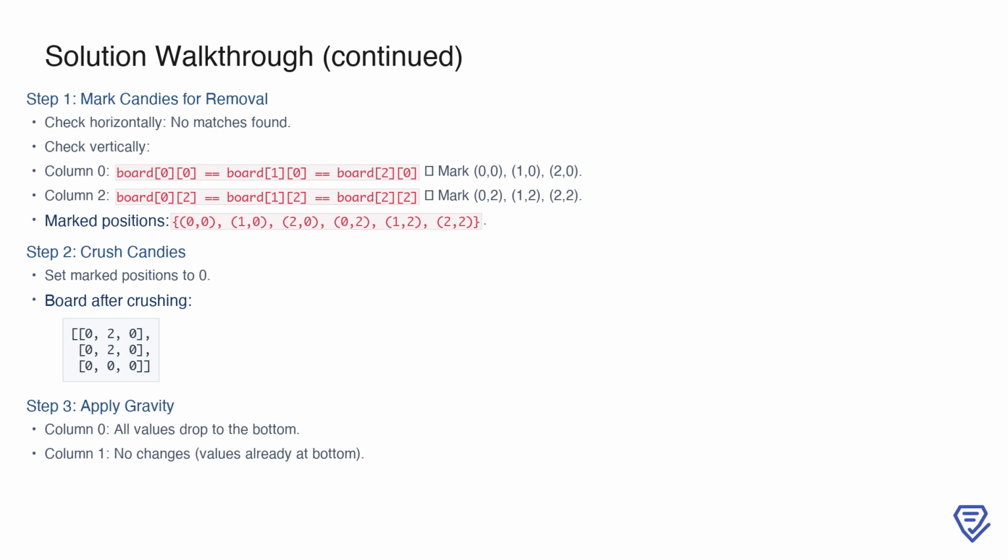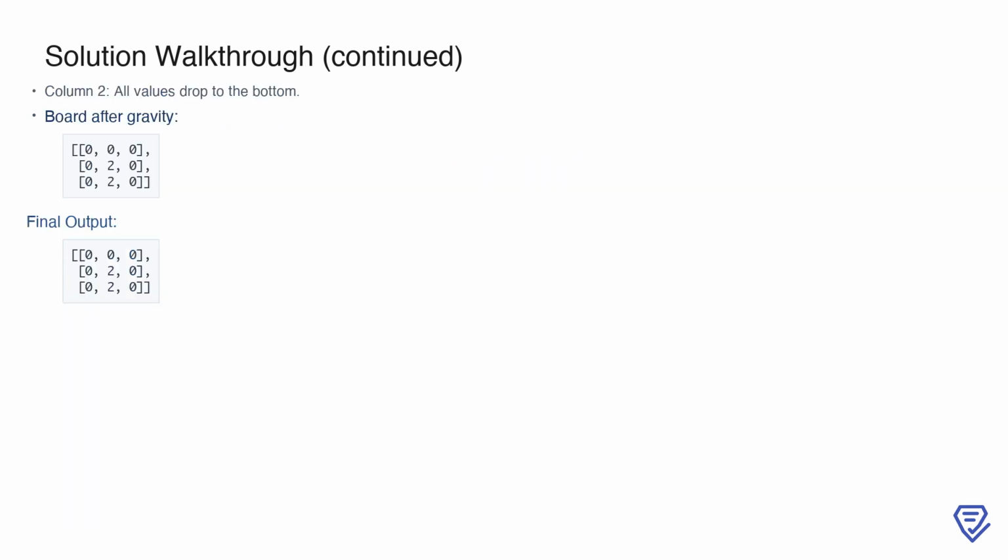Now, we apply gravity. In column 0, all values drop to the bottom, leaving the top empty. In column 1, there are no changes, as its values are already at the bottom. For column 2, the remaining values also drop to the bottom. After gravity is applied to all columns, the board transforms into its final state. The top row is now entirely empty, while columns 1 and 2 have their candies settled at the bottom. This gives us the final output for this example, which reflects the effect of gravity after crushing.